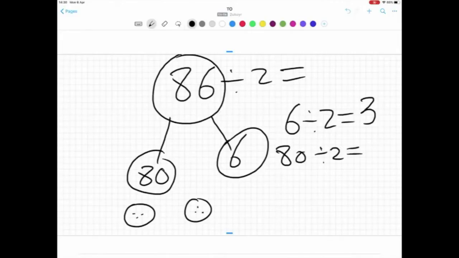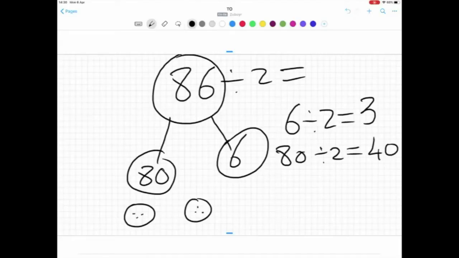The final one, 80 divided by 2, how many 2's are in 8? Think about how many 2's are in 8, and I want you to make that connection. So I know that there's 2, 4, 6, 8. There's 4 2's in 8. So how many 2's in 80? That's right, we're going to put 40.